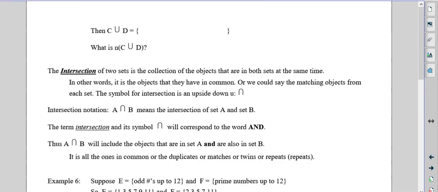Hold on for a second. I think the page, yeah. For some reason, my page got screwed up compared to yours.